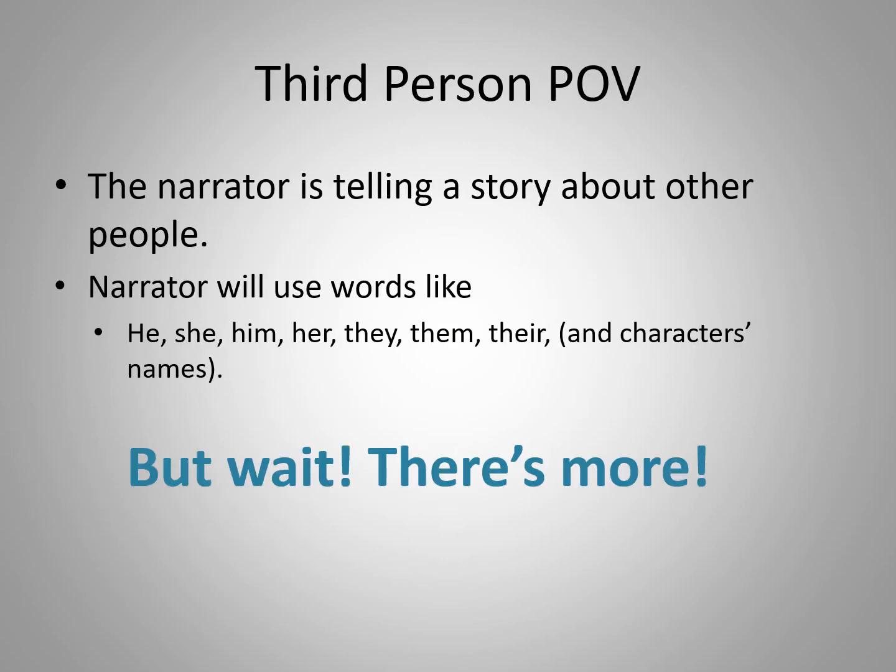So third person point of view. This is when the narrator is telling the story about other people or other characters. You're going to see them use words like he, she, him, her, they, them, or their, and also when they use the characters' names. But there's three different types of third person points of view.